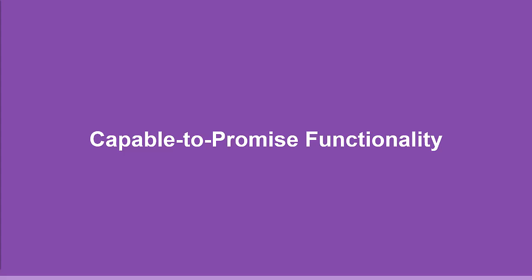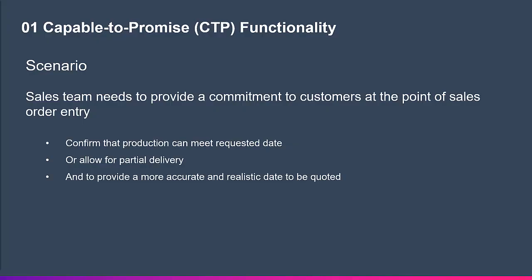Now let's look at the Capable to Promise feature in the Manufacturing Edition. The typical scenario for sales teams is that they need to provide a firm commitment to customers at the point of sales order entry as far as their fabrication is concerned, or when they can deliver. This is now possible using the Capable to Promise or CTP function, which allows the sales team to actually confirm that the production can meet the requested date or allow for a partial delivery if required. And furthermore, it does provide a more accurate and realistic date to be quoted at the point of accepting the sales order.